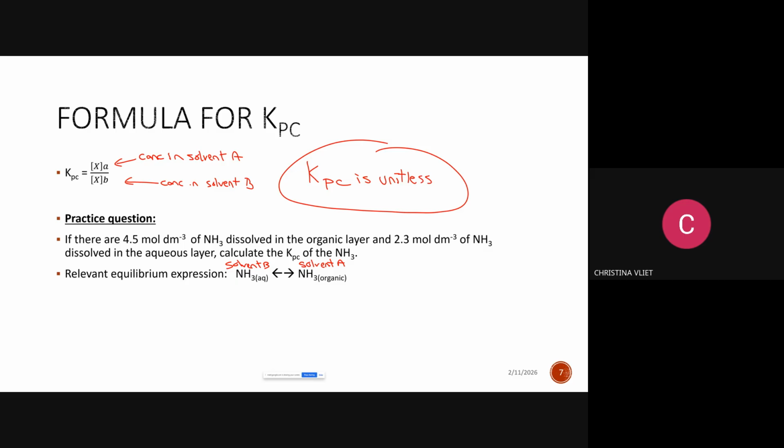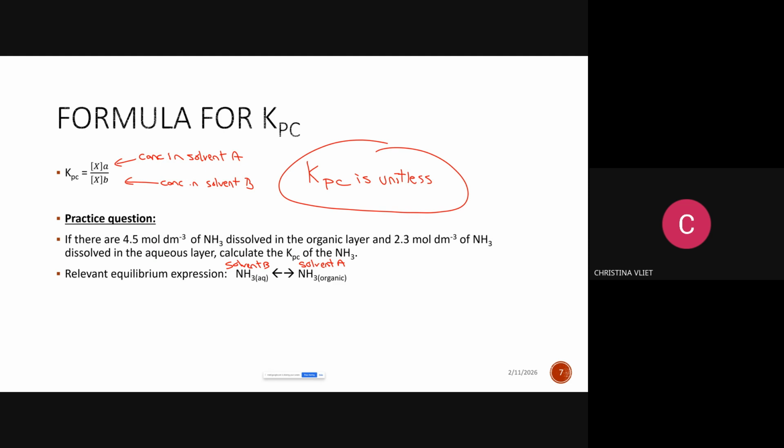If there are 4.5 molarity of NH3 dissolved in the organic layer and 2.3 molarity of NH3 dissolved in the aqueous layer, calculate the KPC. Even before we move on, what do we mean by organic layer and aqueous layer? That's said a lot by organic chemists. What does that even mean? Why would that be separated into two layers, an organic layer and an aqueous layer?